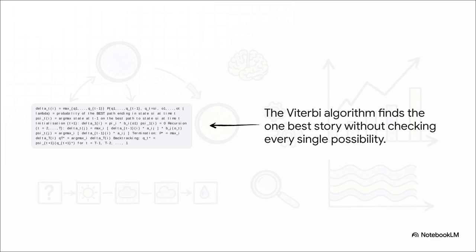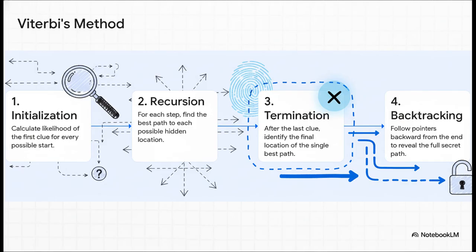Okay, so the math behind it might look a little intimidating at first glance, but the idea is actually incredibly clever. Instead of brute forcing it and checking every single possible path, which, by the way, would take forever, the algorithm smartly builds the best path one step at a time. It always remembers the most likely way to have gotten to each point in the story. It's efficient. The process is really methodical, kind of like good old-fashioned police work.